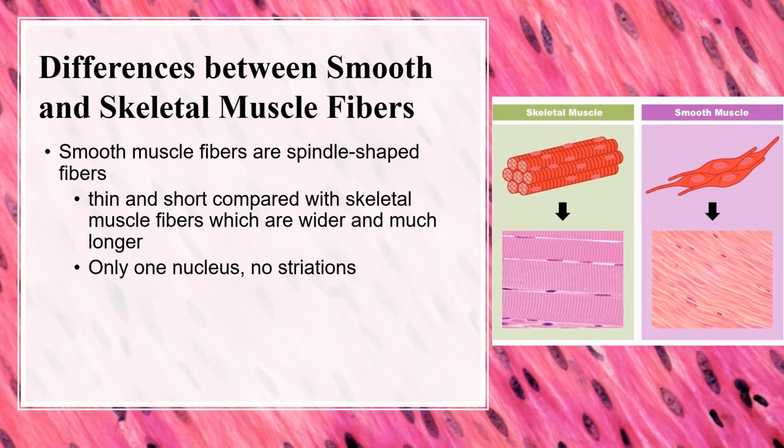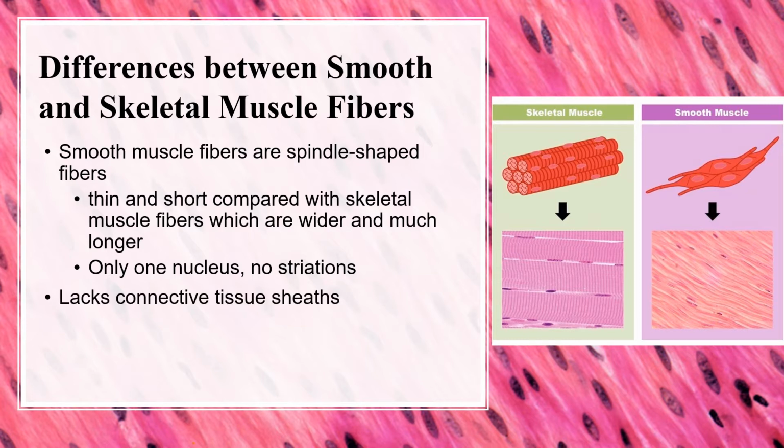There also is only going to be one centrally located nucleus inside of a smooth muscle cell, and there are going to be no striations. So you will not see this regular pattern of the thin and thick filaments, and so you will not see any of those striations in the smooth muscle.